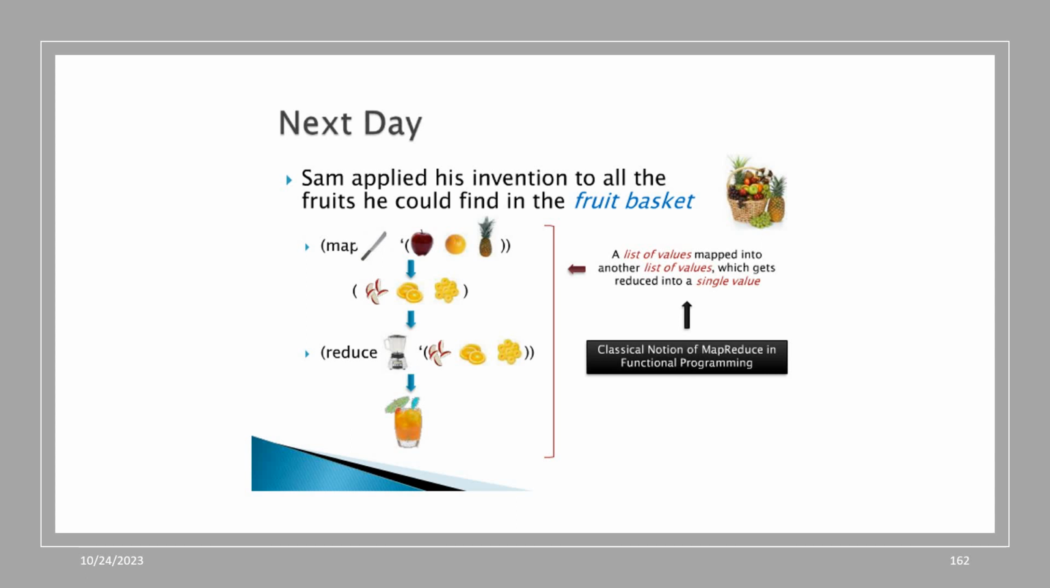Sam applied his invention to all the fruits he could find in the fruit basket that he had at home. So he had apple, orange, pomegranate, and many other fruits. He cut them into pieces and reduced them to small pieces. He then mixed it, ground it properly, and had the juice. So Sam applied the simple principle of cutting apple into pieces, making it juice and drinking it. Similarly, he tried it for other fruits as well.